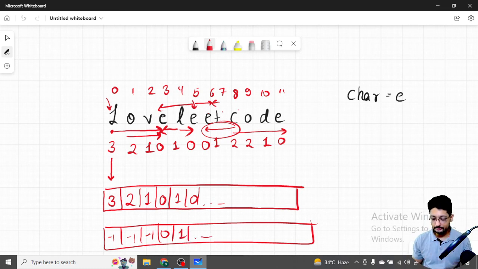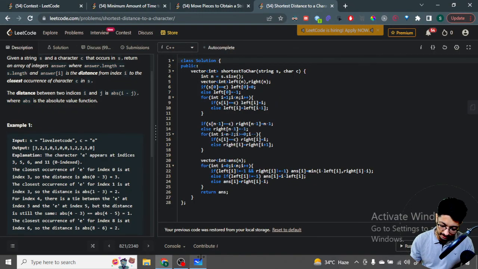And then for every position, you check whether there's an E. If it is -1, there is no E, so you just choose the other one. When you have both distances as non-negative, you have to choose the smaller one. That's the overall logic. Now I'll tell you how you can write it down and understand the code part.